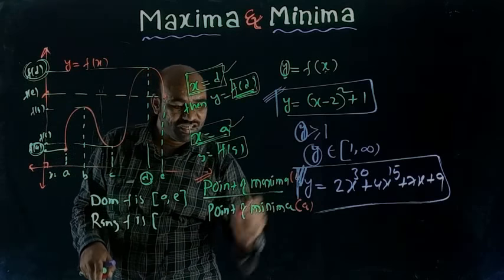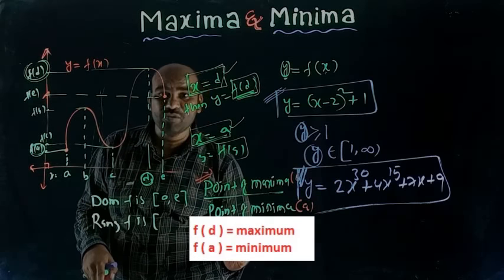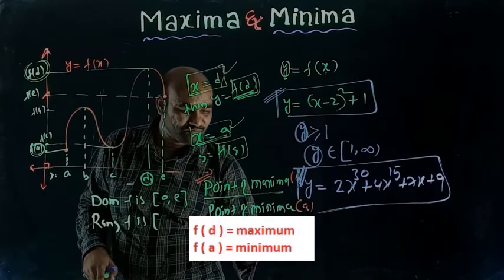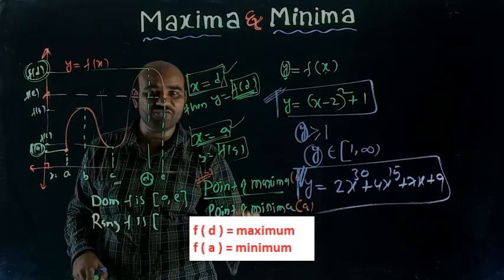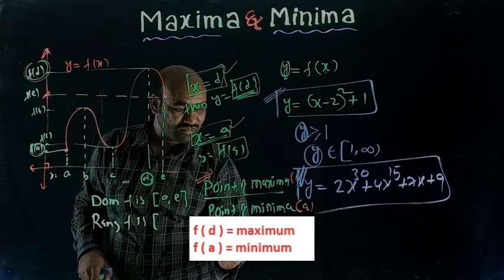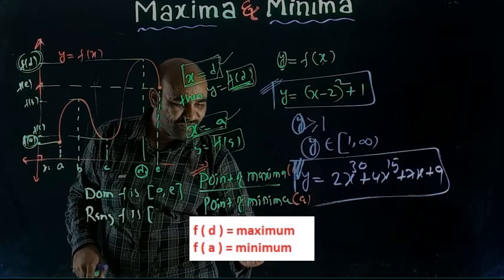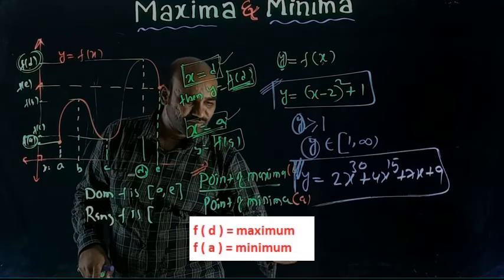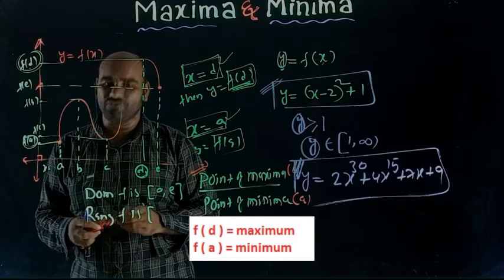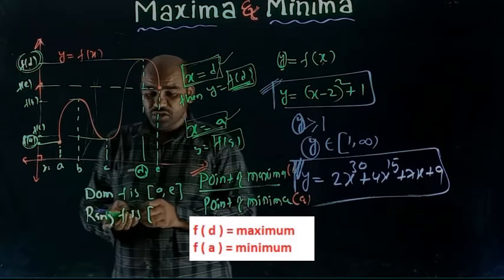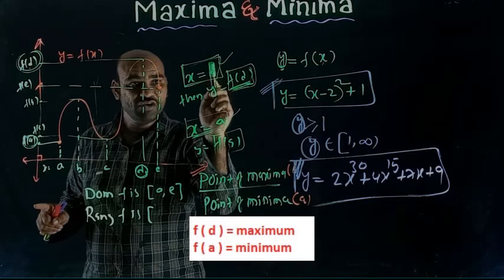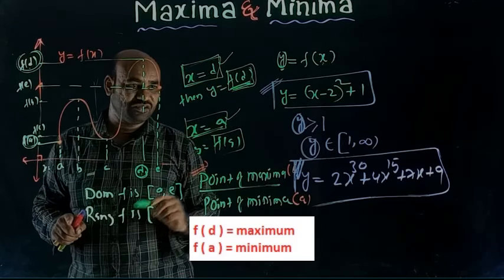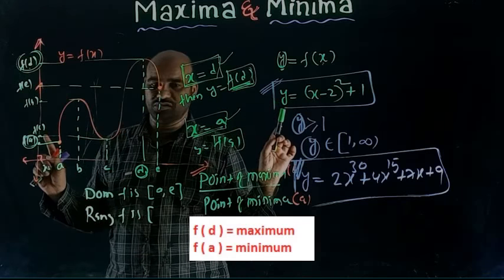Okay. Here, what is d called? Called maximum, or maximum value of f. Here a is called minimum, or minimum value of f. So if x is taken from a to e, d only gives maximum output, a only gives minimum output.